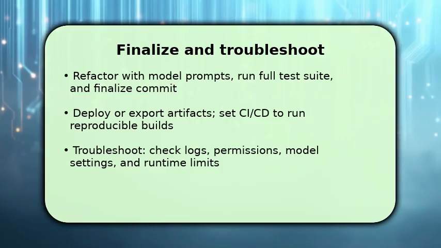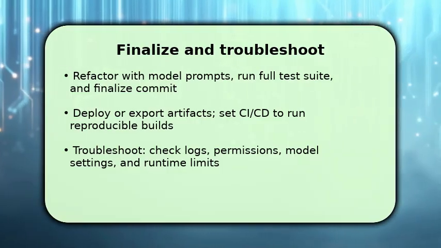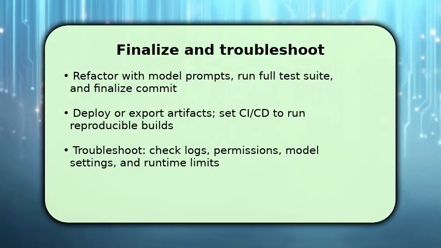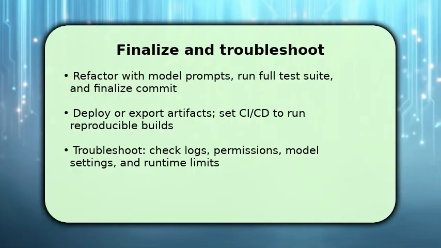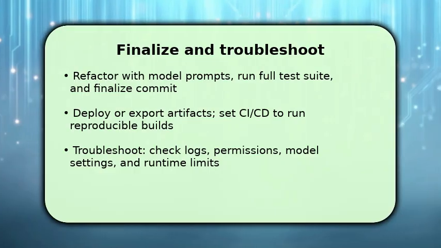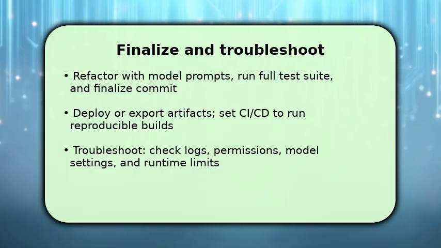If something goes wrong, inspect runtime logs, console output, and permission errors first. These reveal auth, quota, or model mismatch issues. If the assistant drifts, tighten prompts, pin model versions, or rerun affected tests until results are deterministic and stable.